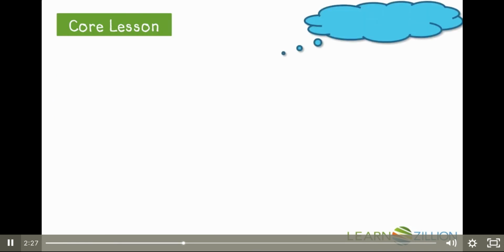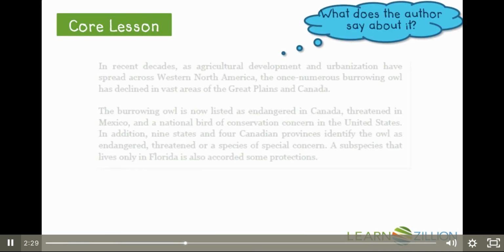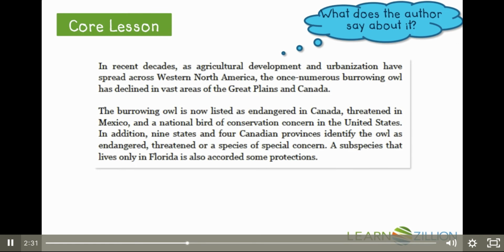So now I need to ask, what does the author say about it? Let's take a look. I'm going to go ahead and read just the first paragraph here. In recent decades, as agricultural development and urbanization have spread across Western North America, the once numerous burrowing owl has declined in vast areas of the Great Plains and Canada. Going into the second, the burrowing owl is now listed as endangered in Canada, threatened in Mexico, and a national bird of conservation concern in the United States.